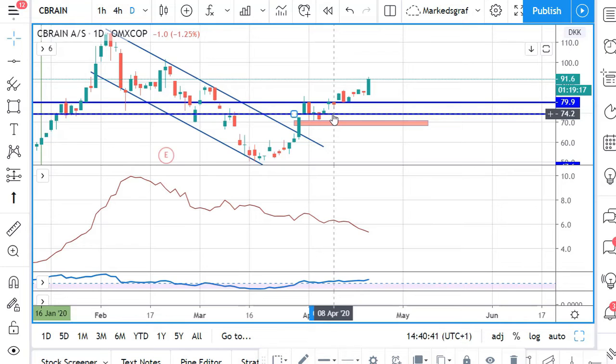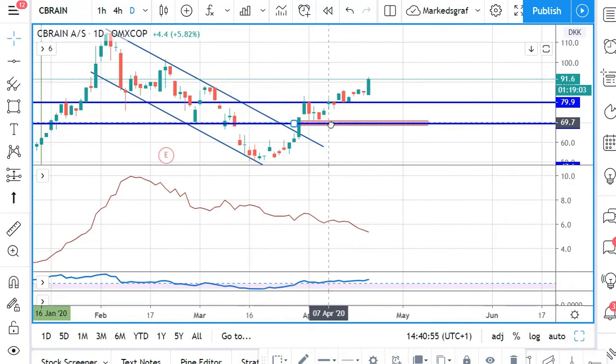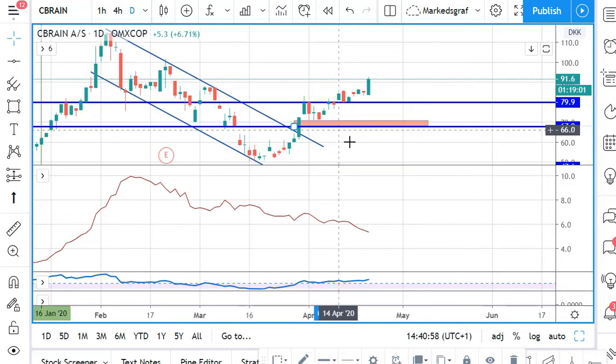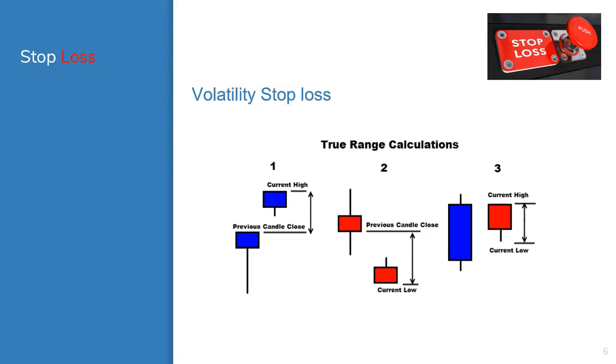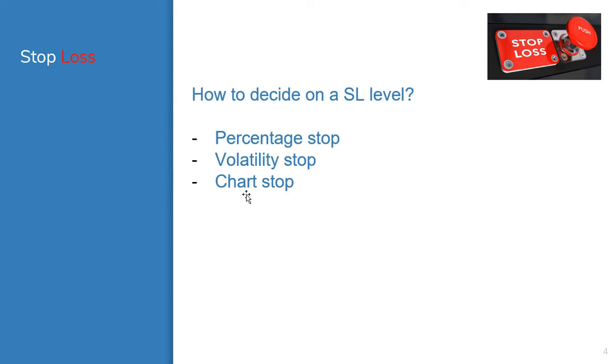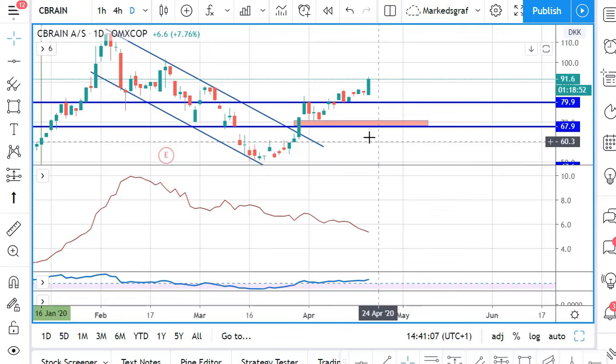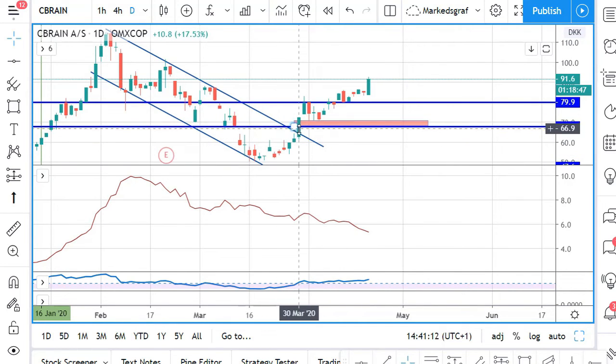It is important that you take the same number every time if you want your approach to be systematic and rules based. But let's just say that it was 2 times ATR. That would give you 2 times 6, that is 12. And you would move that down to 68 down here. What I do then, because I mentioned something called the chart stop as well, is I take a look and see if there are any obvious places where you can put your stop loss.